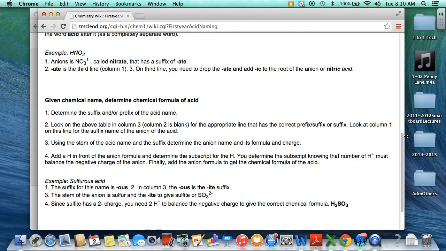And that's how you name all acids. Thank you.